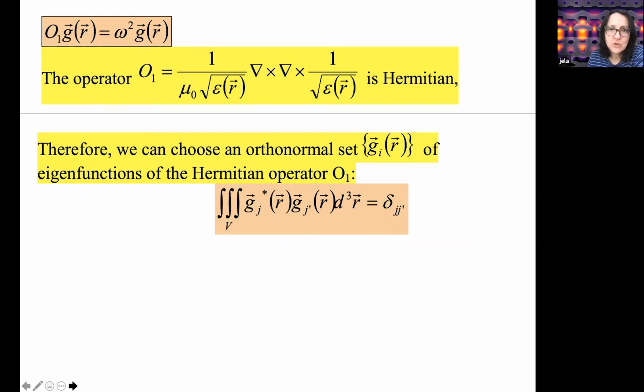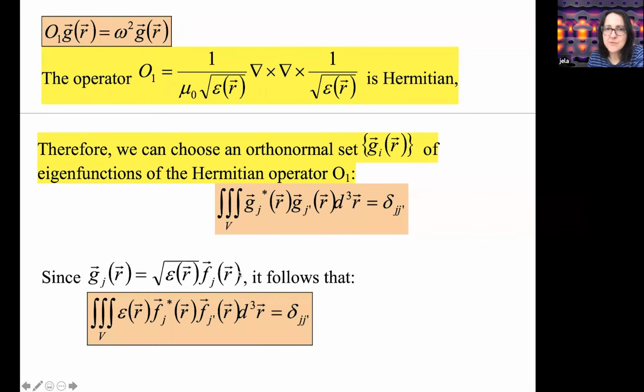But since each G is square root of epsilon times F, right? I can just write square root of epsilon times F here and rewrite the orthonormality for G's in terms of functions F. Which means that, not surprisingly, F's are eigenfunctions of an operator which is not Hermitian. So they are not orthonormal, but using this trick, we see that they are orthonormal in this special way, right? And what is the special way? The special way means that you have an extra epsilon under the integral.